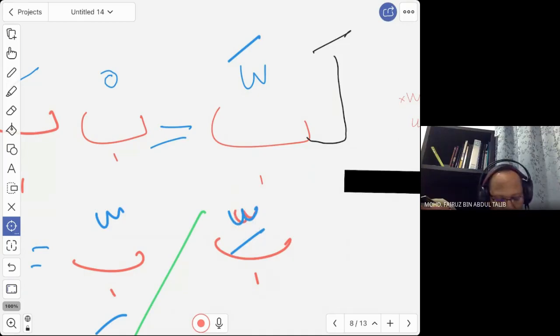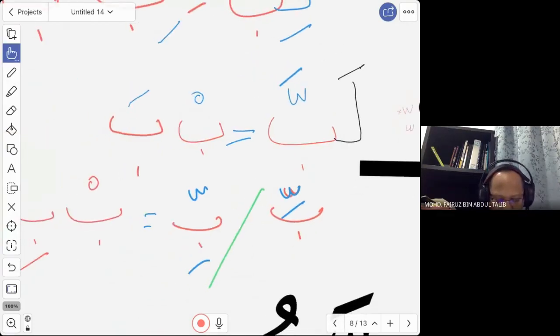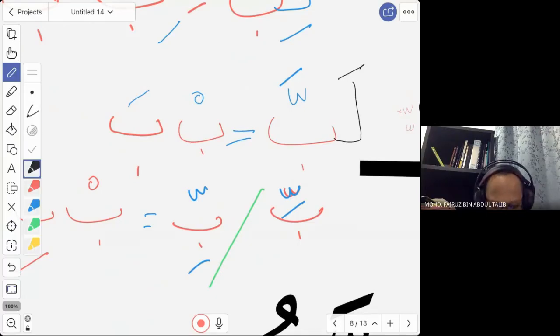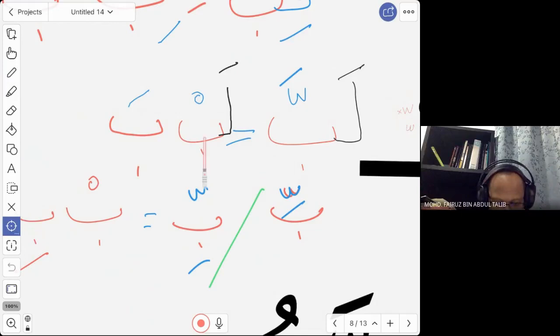Labba. So if you are still confused, how do I read this word? You add one letter here. La. So now you should be able to read. Labba. So this is labba. That is the tashdid with a fathah. Another example is tashdid with a kasrah.